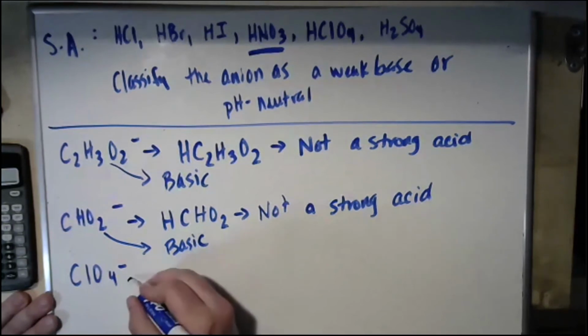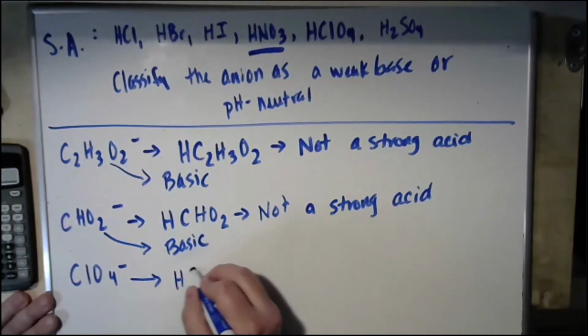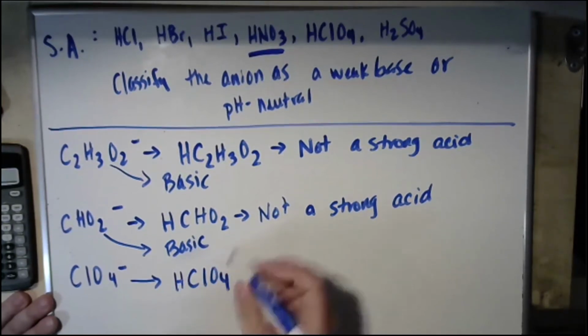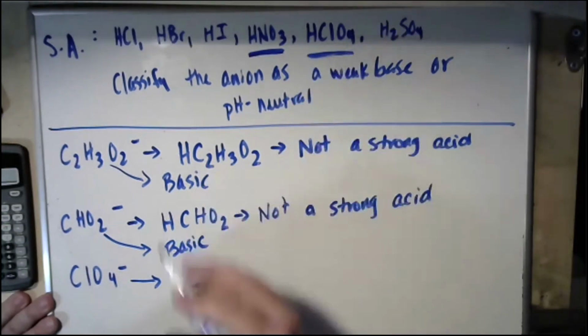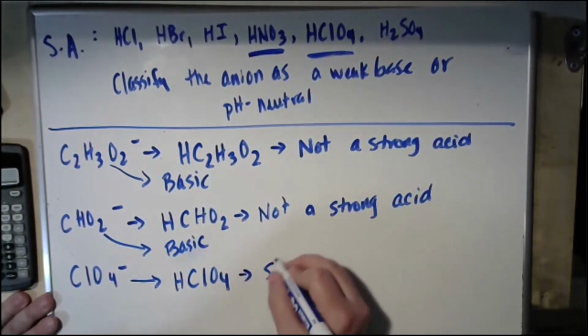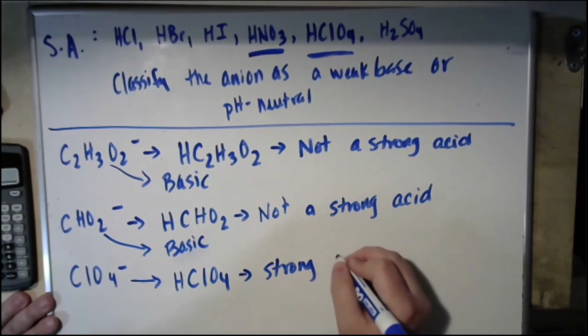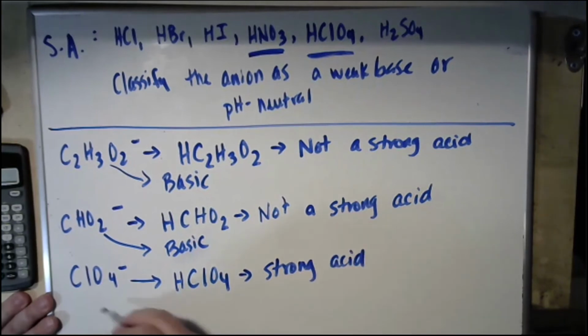ClO4 minus gives me HClO4. Ding ding. Strong acid. That means that the perchlorate ion is pH neutral.